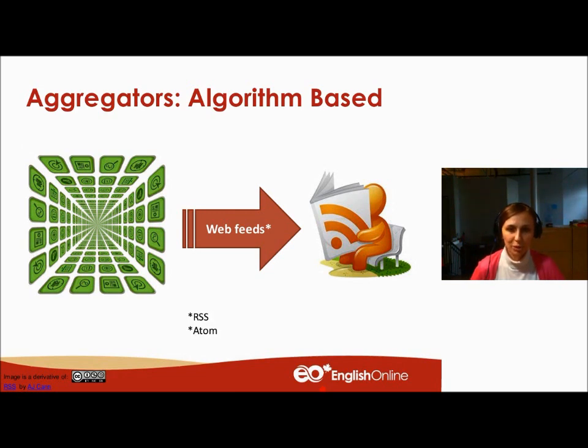The most important part is that these feeds update automatically. So you as an end user do not need to do anything. There are two main families of web syndication formats. They are RSS and Atom.